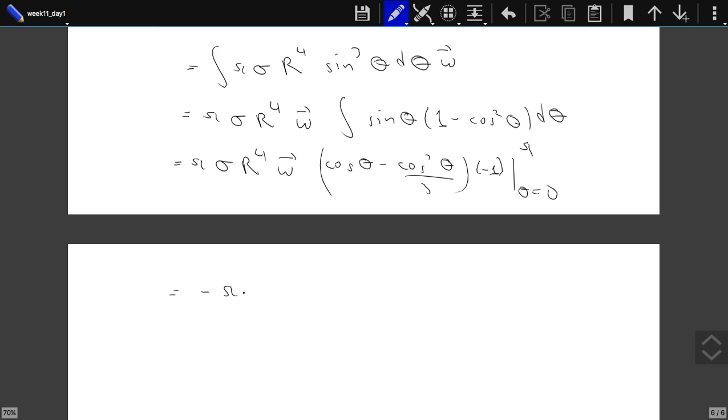This is theta equal to pi. So this is equal to minus pi sigma r to the 4 omega. When theta is equal to pi, cosine pi is minus 1 plus 1/3. And when theta is equal to 0, I get the minus this 1. I have to subtract that, so I just multiply by 2. So this is equal to 4/3 pi sigma r to the 4 omega. Well, that's it.